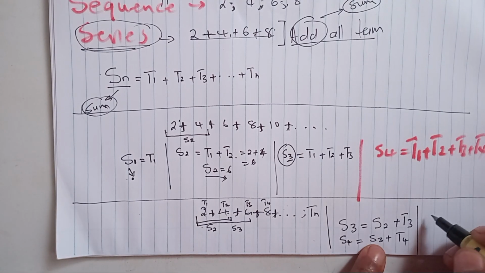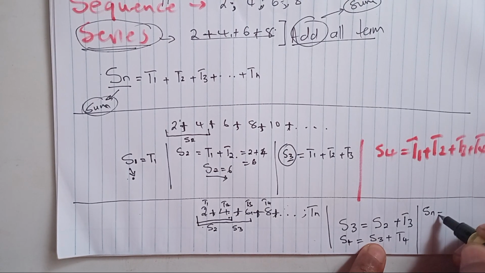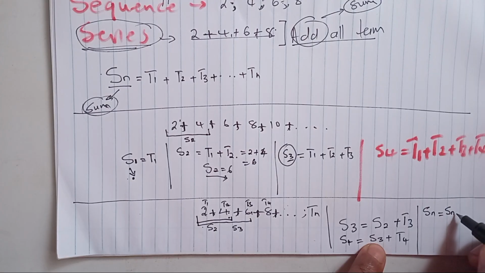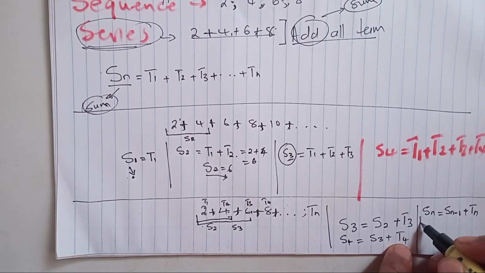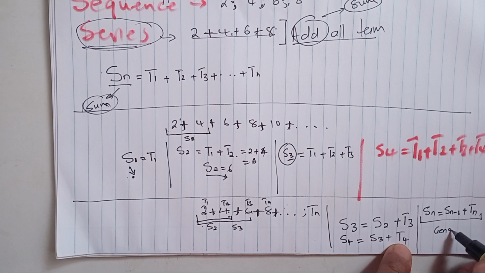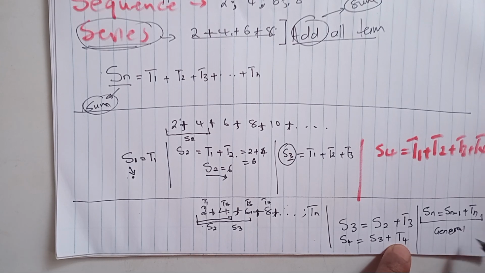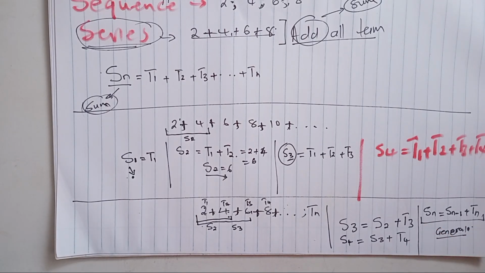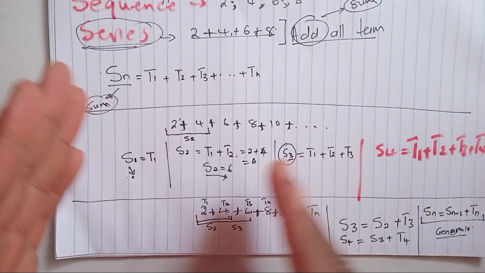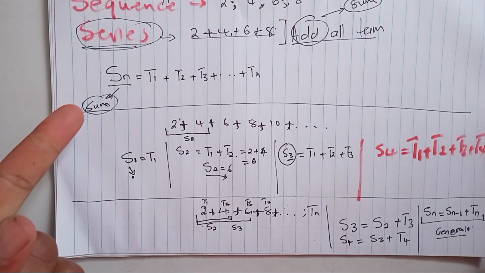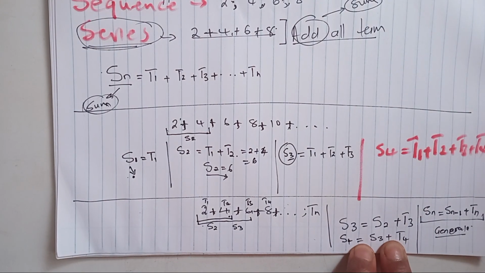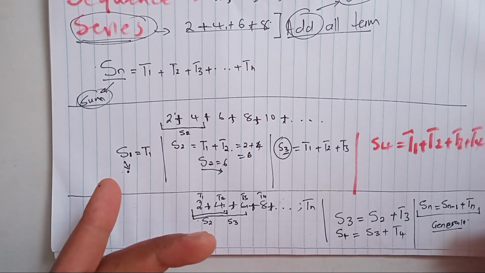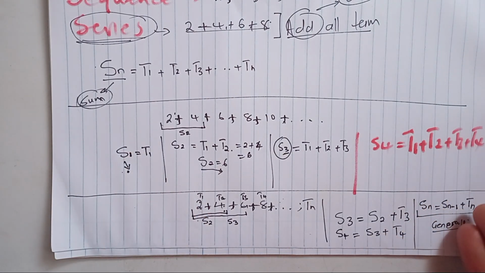So Sn is going to be the same as Sn minus 1 plus Tn. If we generalize everything, it's going to be like this. So guys, in any case, if they gave you the sum or the formula of the sum, and then they ask you about Tn, this is the notation you're going to use, in fact, not the formula.